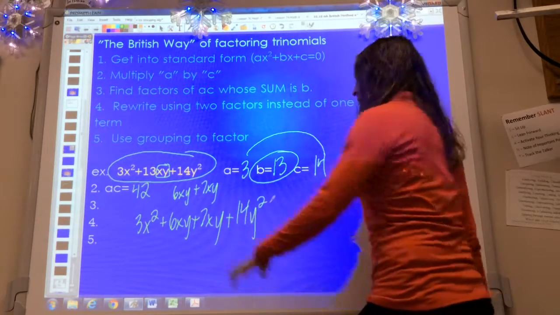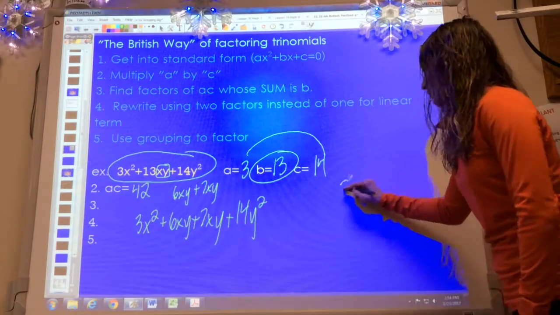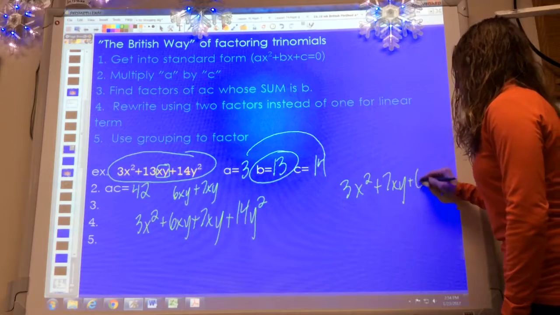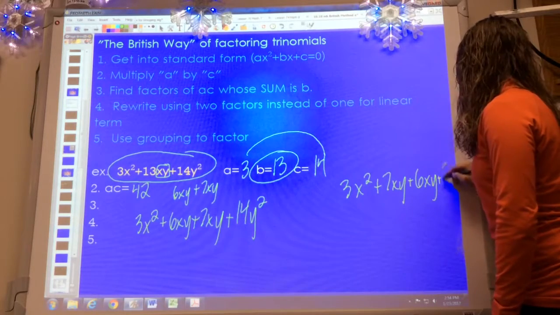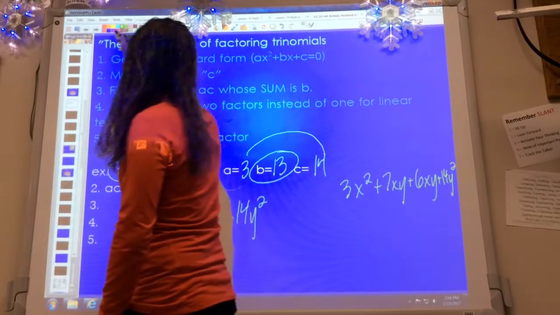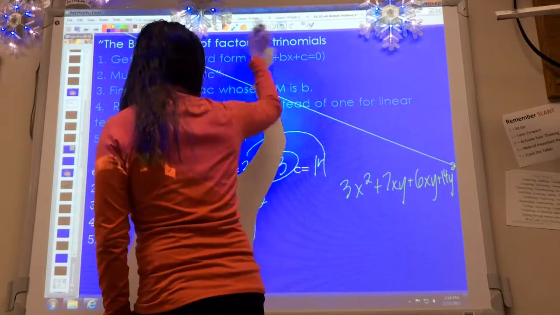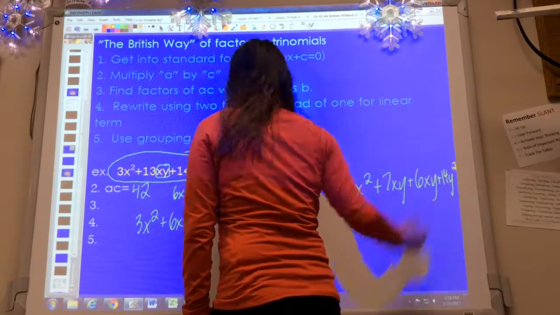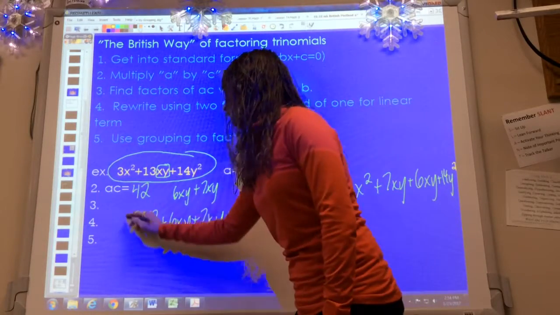Now, some of you are going to be wondering, what happens if I switch those around? Perfect. I'll show you over here that you will get the same answer. Our next step of both of these is to draw parentheses.